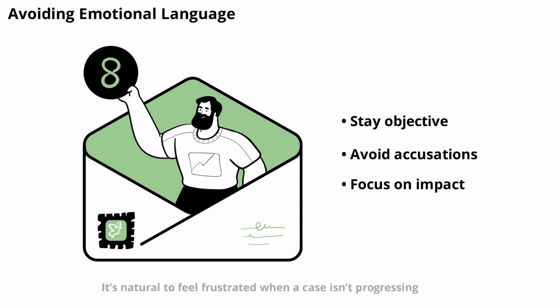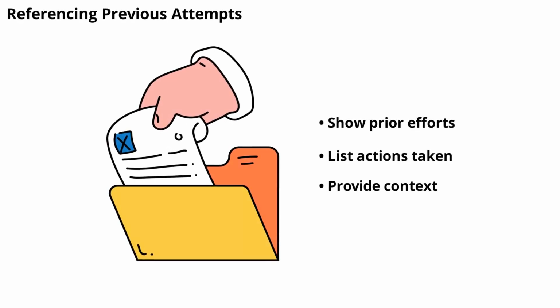It's natural to feel frustrated when a case isn't progressing, but letting emotions dictate your communication can backfire. Avoid using emotional or accusatory language in your escalation. Instead, stick to the facts and explain the impact of the issue objectively. This approach demonstrates maturity and professionalism, making it more likely that your escalation will be taken seriously and not dismissed as a complaint. Show that you've made genuine efforts to resolve the issue before escalating.